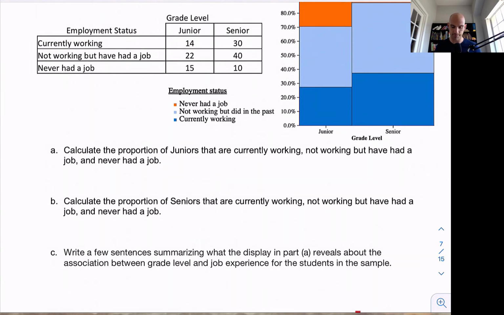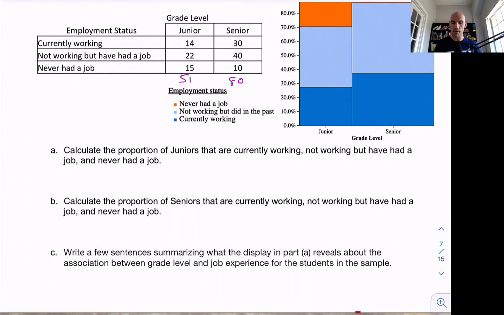Part A says, calculate the proportion of juniors that are currently working, not working but have had a job, and never have had a job. We need to figure out some totals here. If I look at my junior column, I've got 14 plus 22 plus 15. That would give me a total of 51 people. And in my senior column, 30, 40, and 10 is 80.